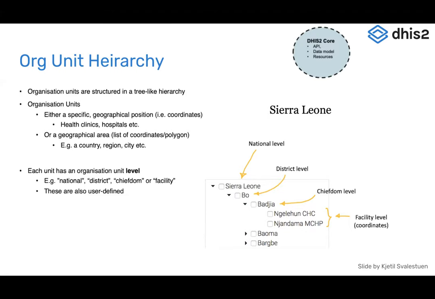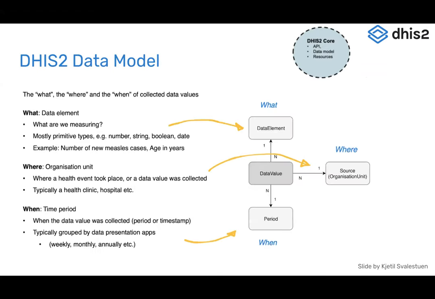These also have associated geographic areas or geometries. So the nation of Sierra Leone has borders, and those borders are modeled in DHIS2 as well. Similarly, each district within Sierra Leone has a different border. And then a facility, which is the lowest level here, is located at a specific point on a map. And so you can also use the API to interact with the locations of these things in an interesting way. We won't get into too much of that today.